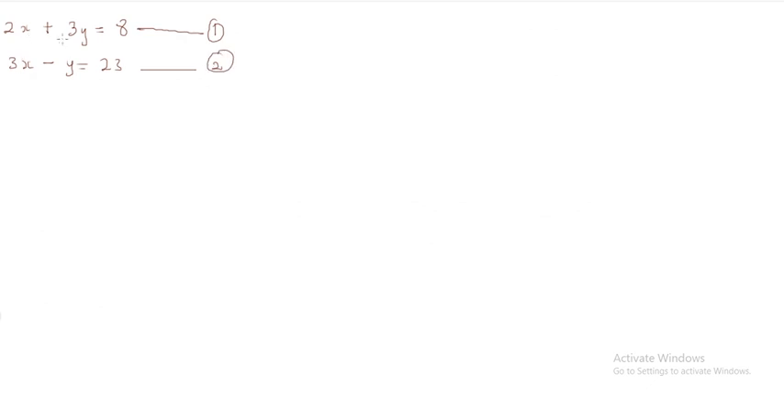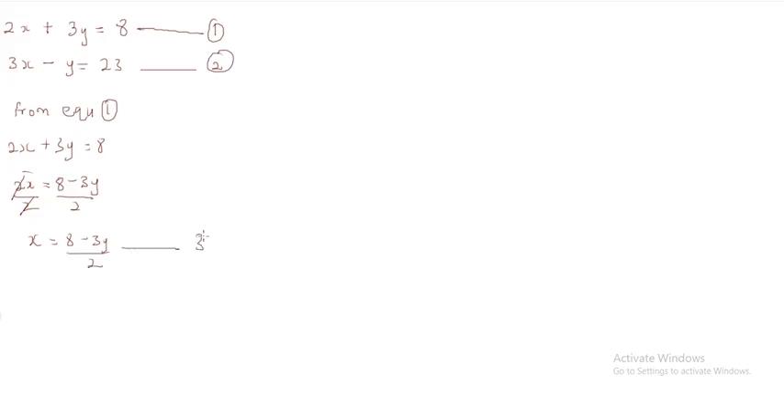For the substitution method, the first step is to make one of the variables the subject of the formula. So let's say I want to make x the subject of the formula. From equation 1, this is 2x plus 3y is equal to 8. From here, I can move 3y to the other side, so I have 2x equal to 8 minus 3y. And then from here, I can divide both sides by 2. This cancels out this. x will be equal to (8 minus 3y) over 2. I call this equation 3.